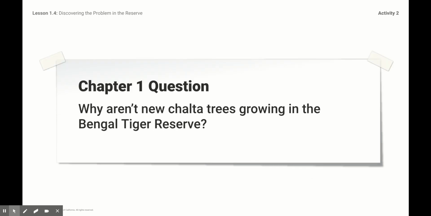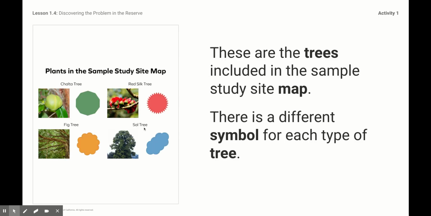So, one of the questions that we need to keep in mind is why aren't the new chalta trees growing in the Bengal Tiger Reserve? So, this is one of the questions that we are going to help the scientists with by counting trees. So, we're trying to figure out by counting trees why isn't the chalta tree growing? And because this isn't growing, it's affecting the tigers somehow. So, we're going to figure that out too.